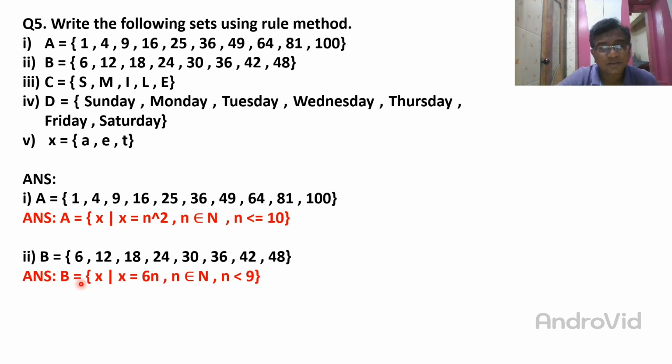So B is the set of x such that x is equal to 6n. When n is equal to 1, 6 1s are 6, so you get 6. Then n is equal to 2, 6 2s are 12. n is equal to 3, 6 3s are 18. n is equal to 4, 6 4s are 24. n is equal to 5, 6 5s are 30. n is equal to 6, 6 6s are 36. n is equal to 7, 6 7s are 42. n is equal to 8, 6 8s are 48. So this n belongs to natural numbers, but n is smaller than 9.